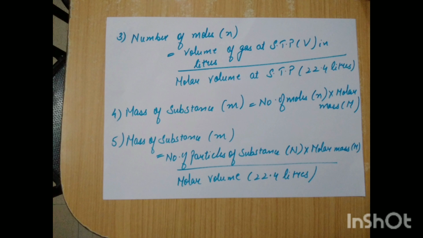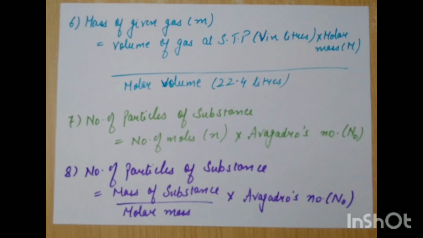Mass of substance, small m, can also be calculated by the number of moles, small n, into molar mass, capital M. Mass of substance, small m, can also be calculated if the examiner provides us the number of particles of substance, and the formula is number of particles of substance, capital N, into molar mass, capital M, divided by Avogadro's number. Mass of a given gas, small m, can be calculated as volume of gas at STP into molar mass M, divided by molar volume, that is 22.4 liters.